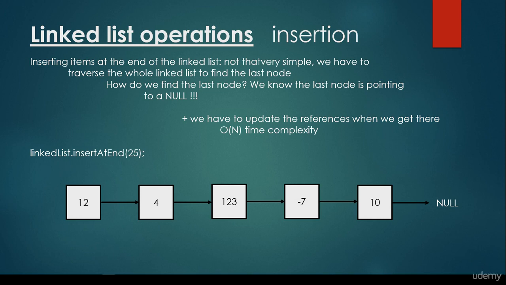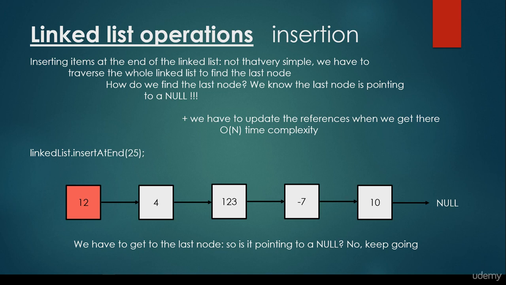So for example, we have this linked list with the 12, 4, 123, -7, 10 items, and we would like to insert 25 at the end of the linked list. It's very important that we can access only the root of the linked list. So here for linked lists, we are not able to make random access. We access the root of the node. What is the root of the node? It is the first node, which is the 12 in this case. So we consider it. So we have to get to the last node.